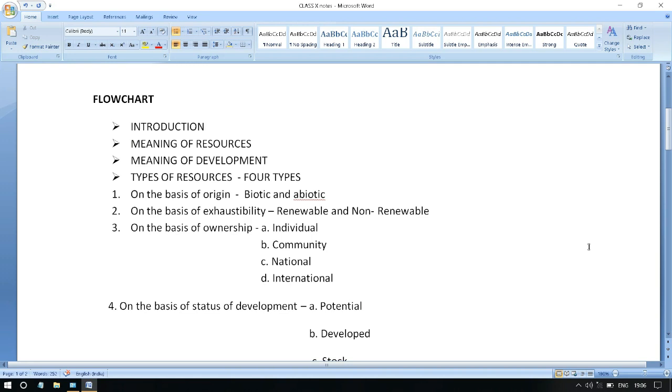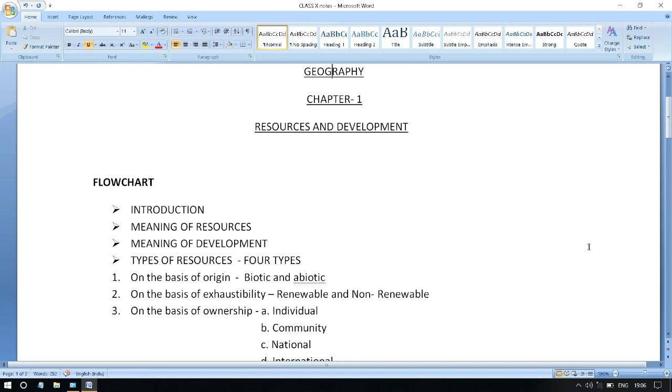So first of all, the introduction is mentioned. Under the introduction we are going to write about this chapter, what we are actually going to read in it. We can write: in this chapter, we will read about the various resources, planning of resources, conservation of resources, types of soils and development.